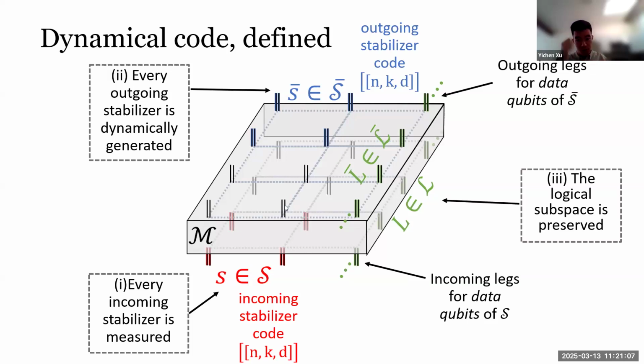And the third condition is obviously, this code needs to have non-trivial logical space, which means that whatever logical operators you have for this incoming stabilizer code S, it has to be mapped to a logical operator on the outgoing legs. So that's the 3 conditions that we define a dynamical code.